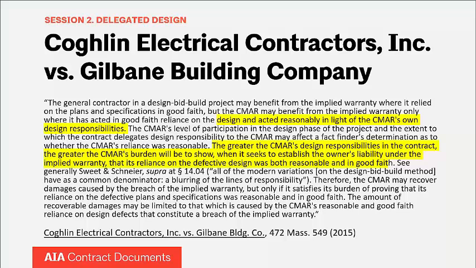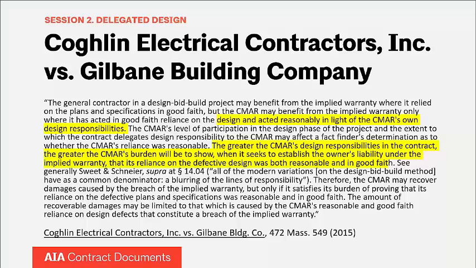The facts are pretty straightforward. A state hospital hired Gilbane as a construction manager at risk to build a psychiatric facility. Gilbane then hired Coghlin as an electrical subcontractor. Somewhere along the way, Coghlin ran into some problems installing the electrical system, and this was because the plenum space between the ceiling and the bottom of the structural steel was designed at 2 feet, but when it really should have been 5 feet. Anybody who's at all familiar with construction knows that is a massive discrepancy.